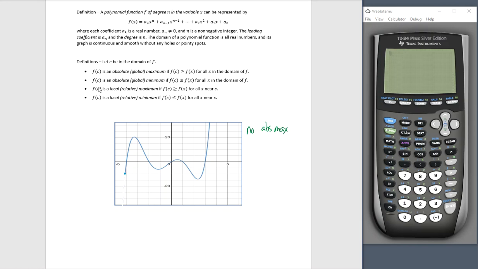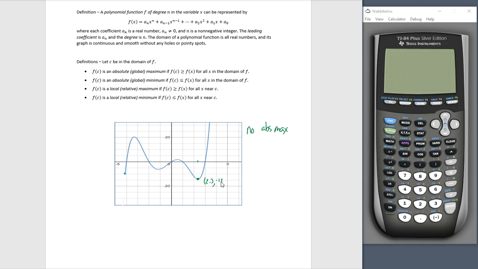All right, f of c is an absolute or global minimum if f of c is the smallest compared to all other f of x's in the entire domain. So what's the lowest value? That's right here. And so whatever this point might be, it looks like maybe it is 2.3 comma negative 19. 5, 10, 15, 20. So if that's not that, it is 13. Oh my goodness, it's probably negative 14.